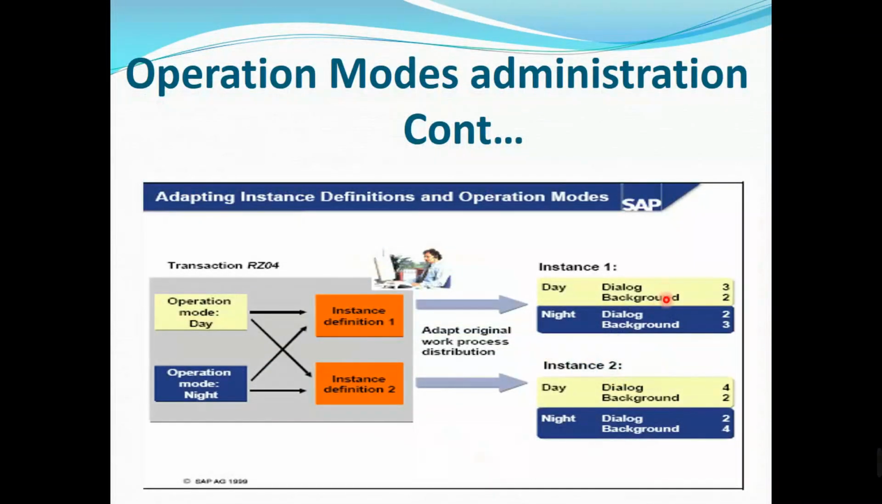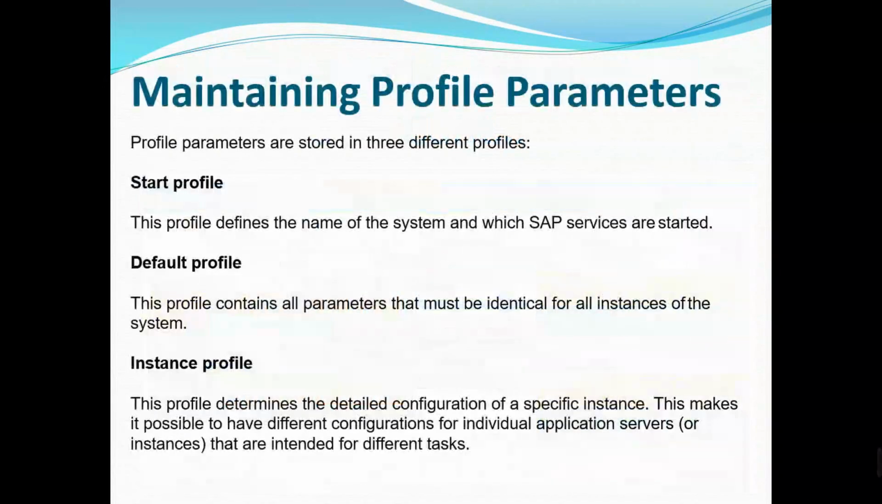These are some examples of how we do it. This is the operation mode, daytime, and again nighttime. Dialog, background. For instance 1, we have changed the numbers accordingly. At the same time, for instance 2, we have changed the numbers accordingly. Let's move ahead.